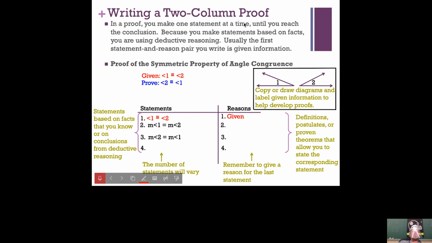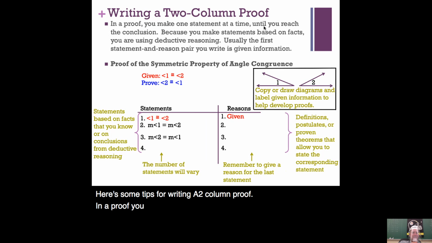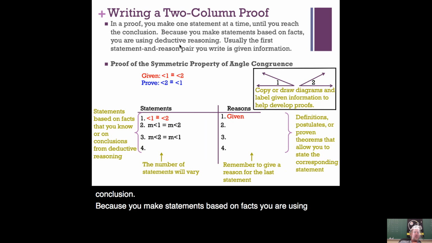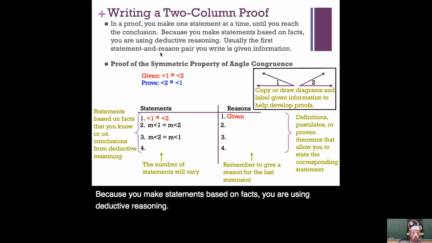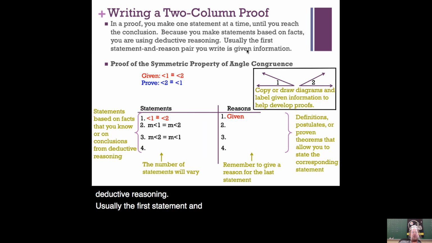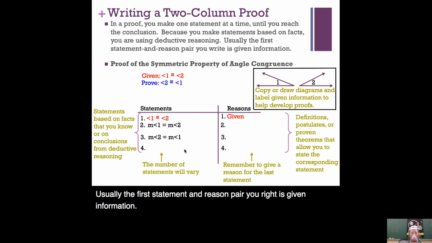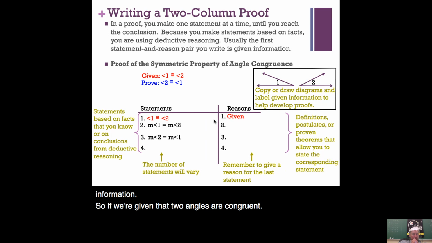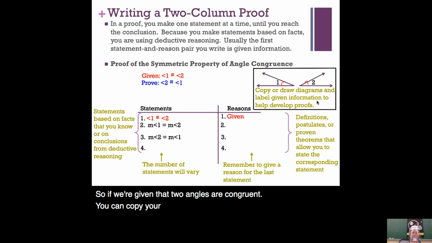Here are some tips for writing a 2-column proof. In a proof, you make one statement at a time until you reach the conclusion. Because you make statements based on facts, you're using deductive reasoning. Usually, the first statement and reason pair you write is given information. So if we're given that 2 angles are congruent, you can copy or draw diagrams and label given information to help develop these proofs.